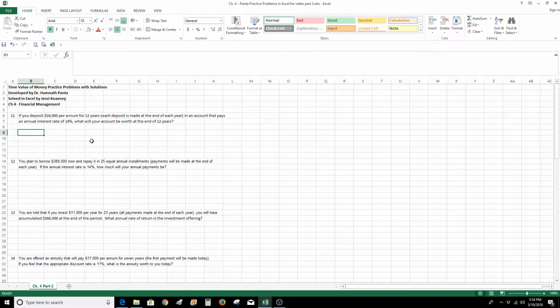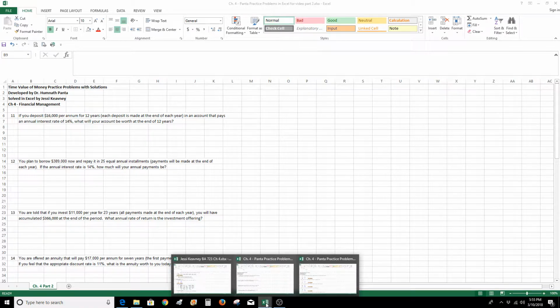If you deposit $16,000 per annum, or in other words, per year, for 12 years, each deposit is made at the end of each year, so that's an ordinary annuity, in an account that pays an annual interest rate of 14%, what will your account be worth at the end of 12 years? So you want to know the future value.